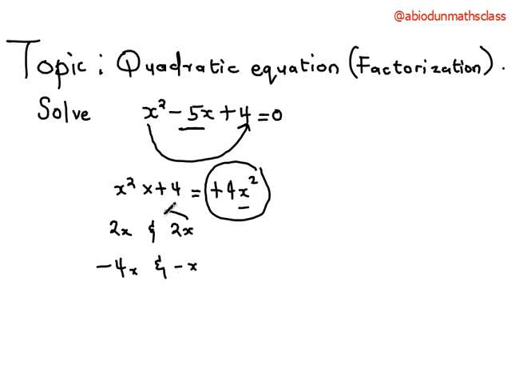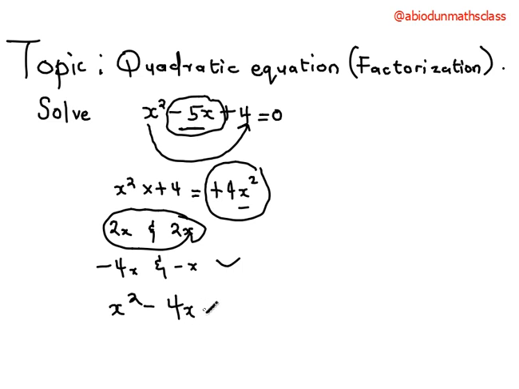So we don't need to bother ourselves with the first term here, because we already established that multiplying and adding minus 4x and minus x together will give us plus 4x squared and minus 5x. That is our step 2. Now the next thing to do is to remove the minus 5x and replace it with the factors. So the quadratic expression becomes x squared minus 4x minus x plus 4 equals 0.